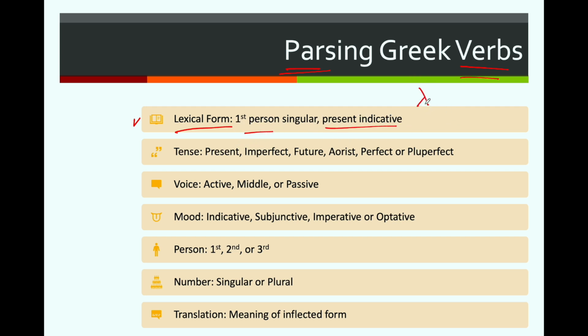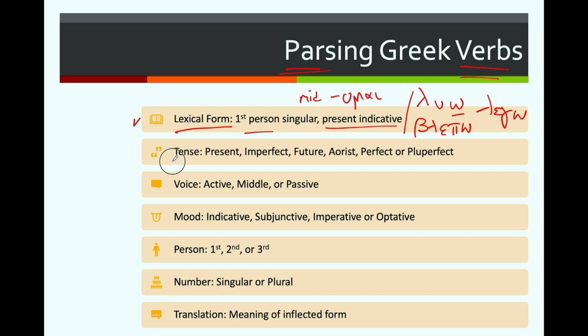So, luo, blepo is I see, lego is I say. Okay, that's all first person singular present indicative forms, and that's how they appear in the dictionary. Remember, again, middle only will not have the omega, but there'll be omai in your dictionary. Okay.